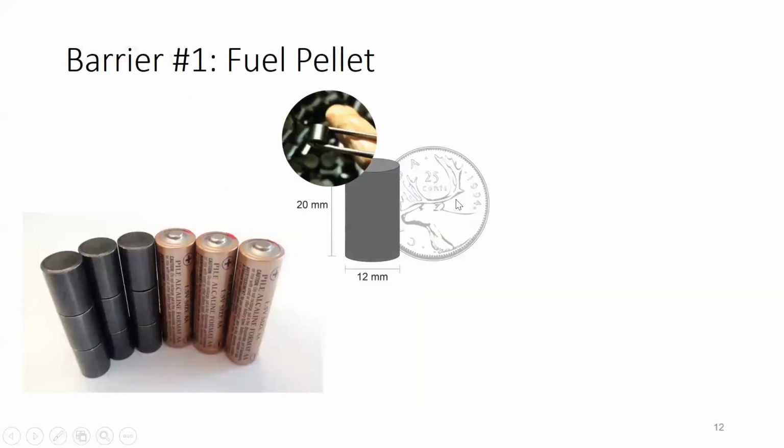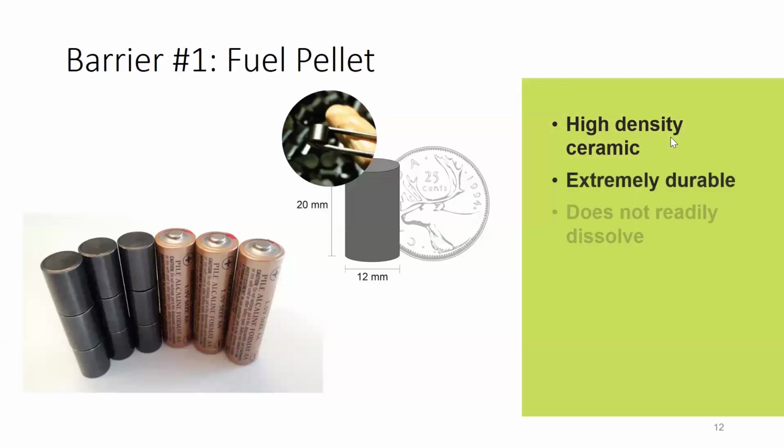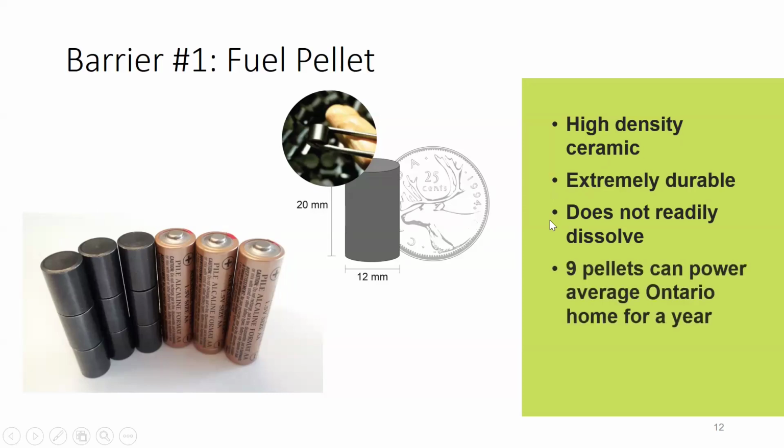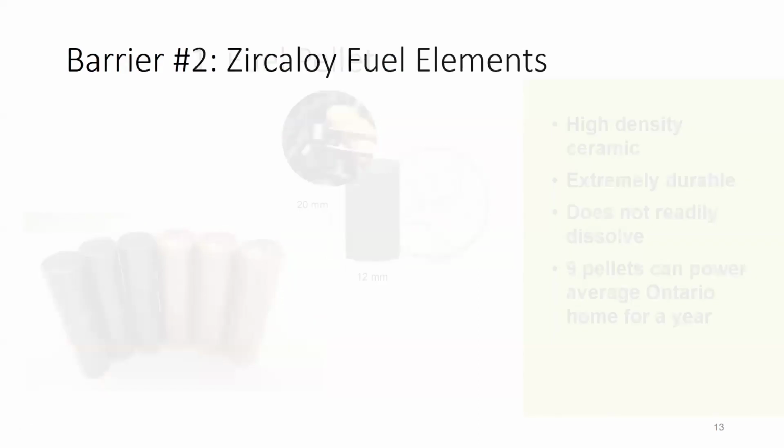The first barrier associated with the overall system is the fuel pellet. This is a nice infographic, the size of them relative to a battery. There's a classic image of one of these fuel pellets relative to a quarter. As we're going to talk about later in this lecture, this fuel has a high density. It's a high density ceramic. It's extremely durable and does not readily dissolve. Because of these things, it acts as an actual barrier itself. Nine pellets can power an average Ontario home for a year. Again, it's something that's often used as a catchphrase.